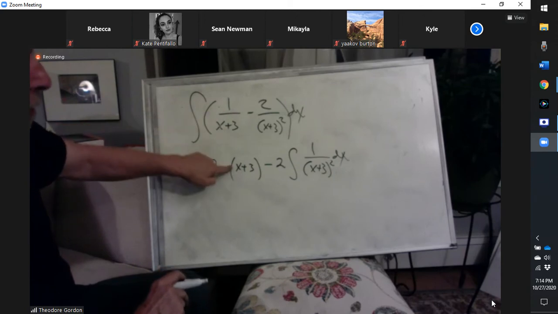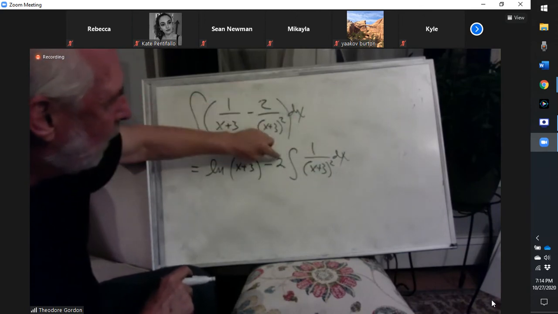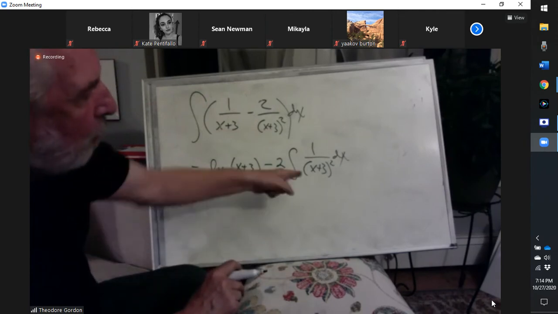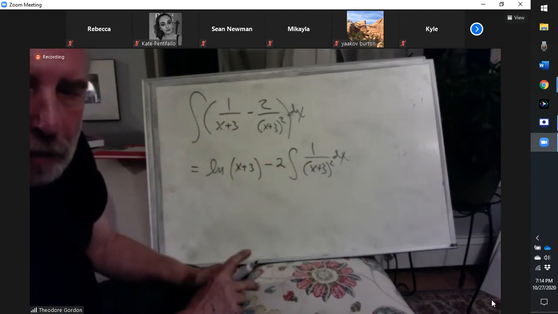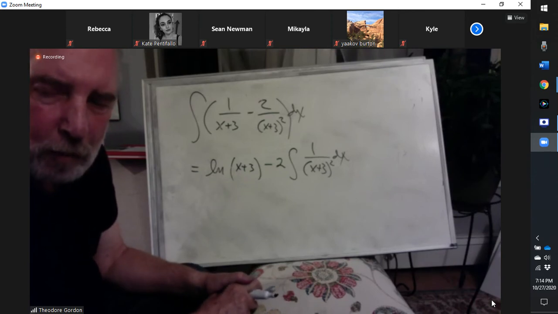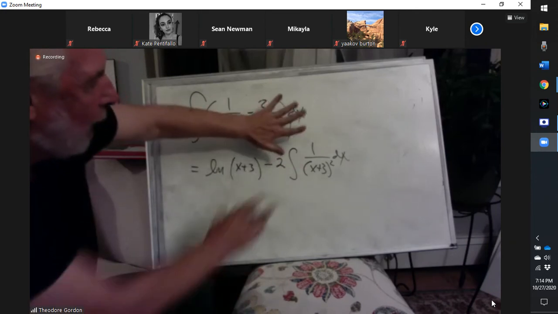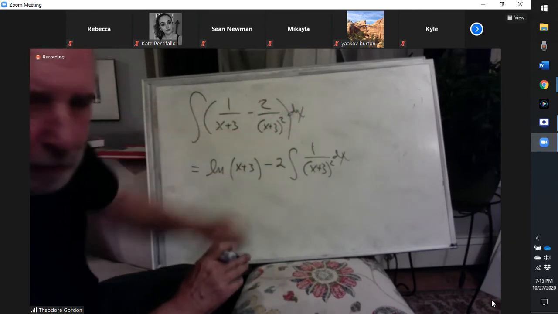So I did this integral, and then I just cut and paste this one down here. I took the constant out. And now we have to do that integral. So how do we do that integral? So forget all this other stuff. We're just looking at this.